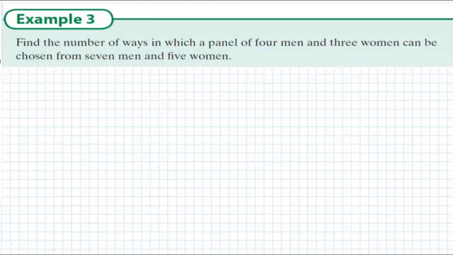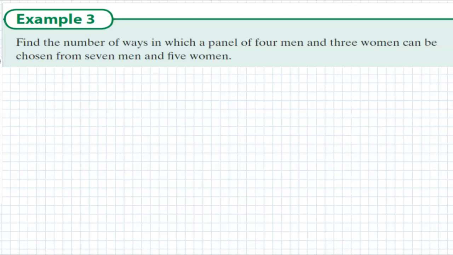Similar to one of my first examples where I had a situation where one person was definitely chosen, we can deal with two groups. It's just that multiplication that combines the two scenarios. So in this question, we have 4 men that need to be chosen from 7, and separately we have 3 women that need to be chosen from 5.